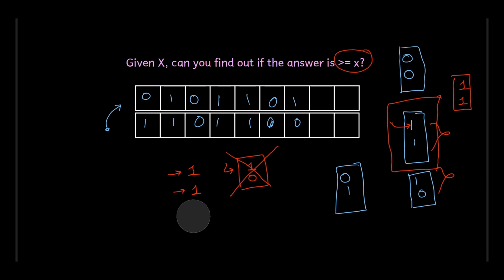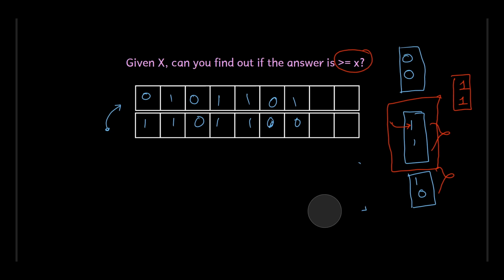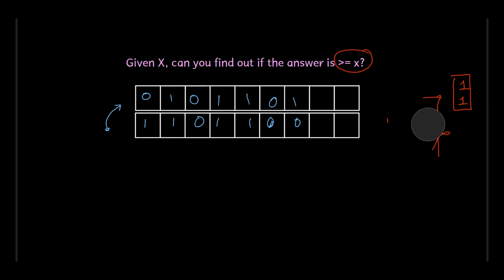So you have now transformed this problem into a binary string problem, where you are given two binary strings A and B, and you have to tell me whether there is a way to achieve this final state, which is 1 comma 1. This is the modified version of the problem that we would like to solve.